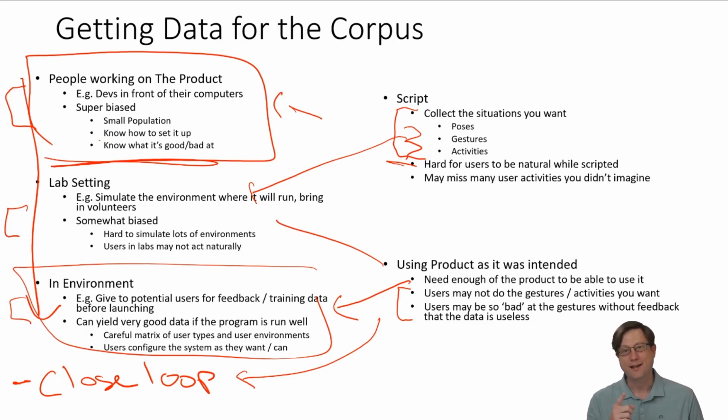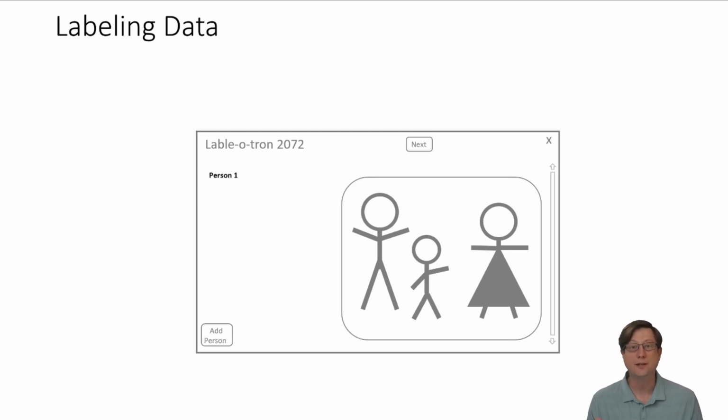Let's go on and look at what you have to do after you collect the data. Once you have the corpus, you need to get the labels. And labeling is a whole process. It's going to require a lot of money in terms of developing tools and infrastructure, tracking, and finding people who you can pay to do all of the labeling work. But let's just dive in a little bit.